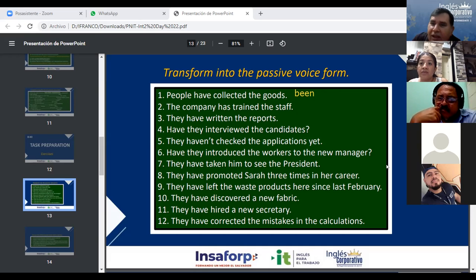Number three. Dear kids, you are forgetting the order. Remember that it is not only to transform the verb, you have to change the order of the position of the words. The goods have been collected. The staff has been trained, right? The staff has been trained by the company, or only has been trained because it's not necessary. The last to be the first, like in the examples that I gave you.